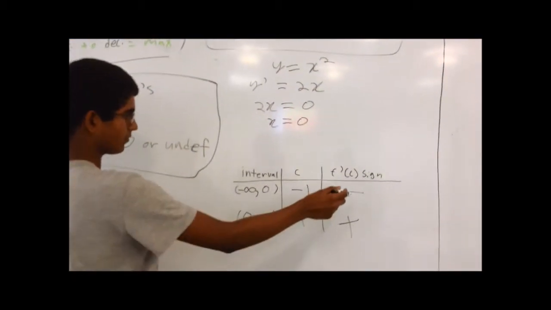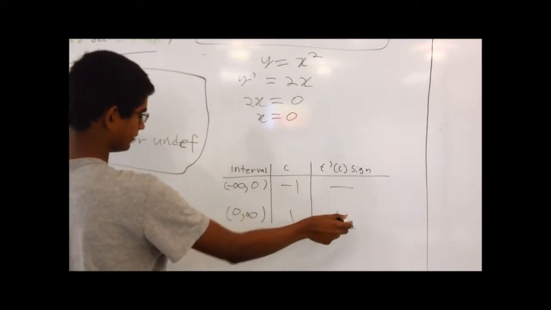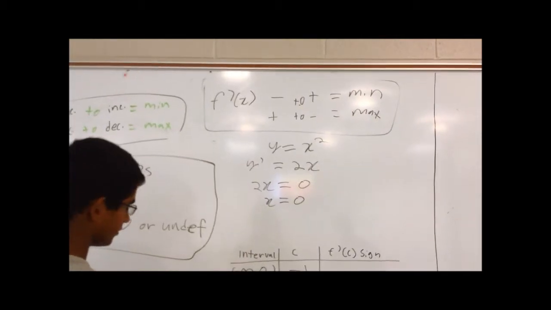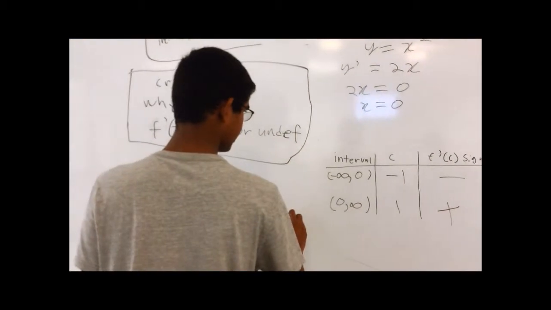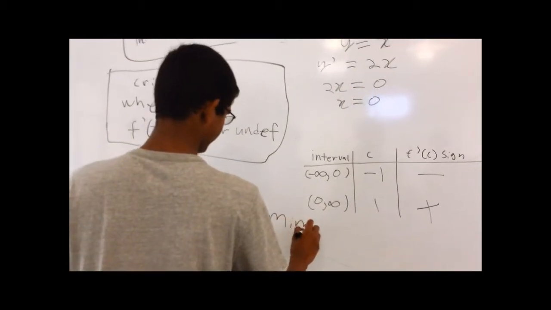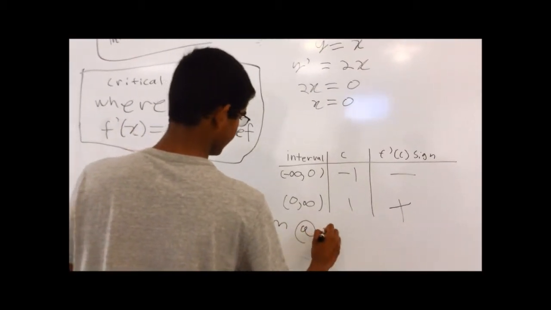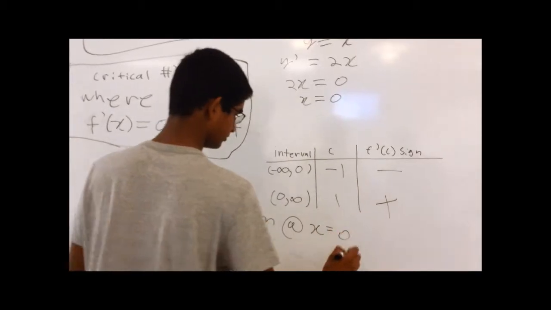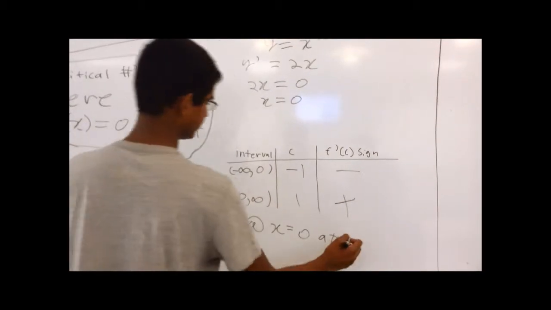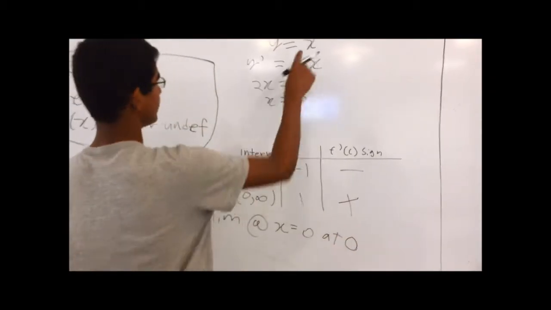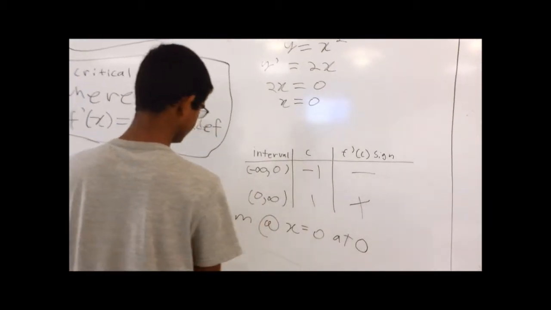In this case, the sign changes from negative to positive at the point 0. So, how you would write this as an answer is, there is a minimum at x equals 0 at f of x equals 0 as well, because you would plug back into the original equation to find f of x.